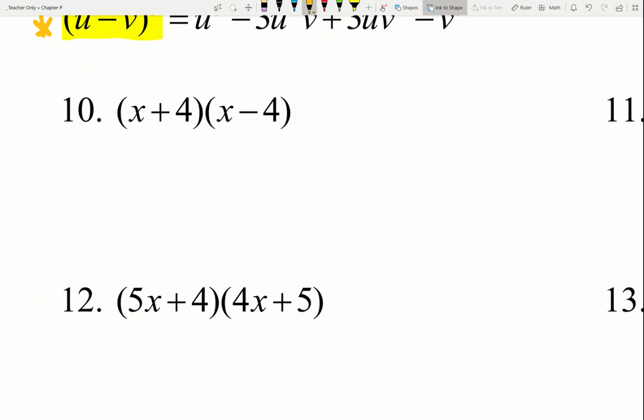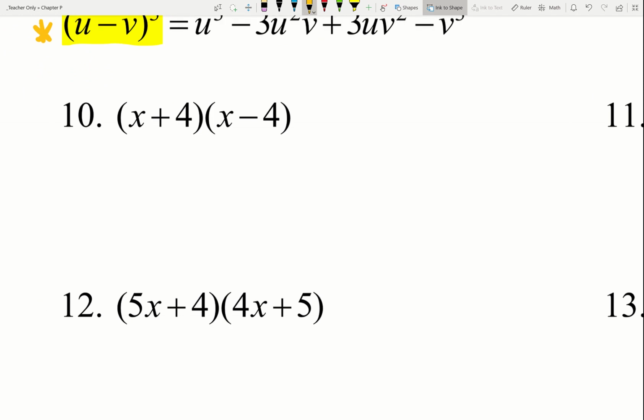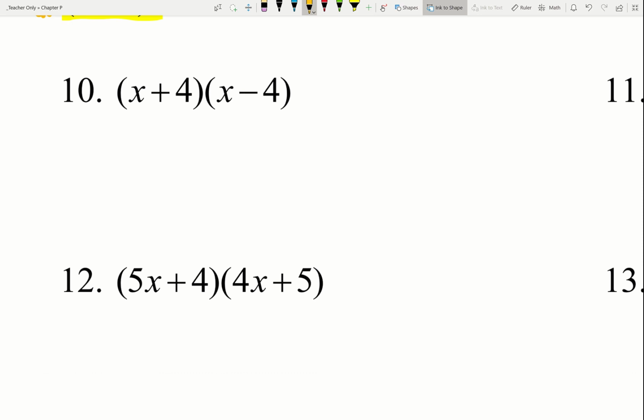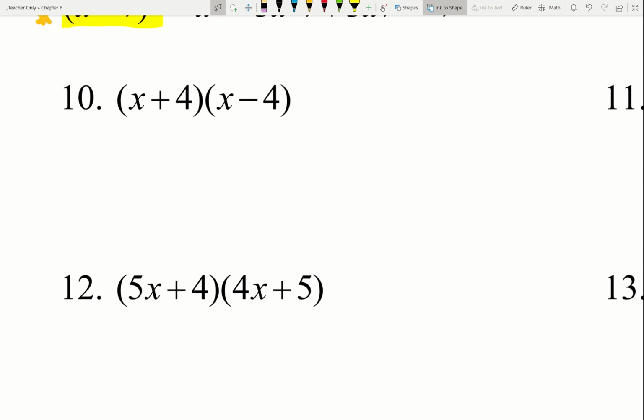So number 10, you have x plus 4 times x minus 4. If you notice here, you've got something that really closely matches that first form that you have in your list of formulas. This is something that looks an awful lot like u plus v times u minus v. Okay, and so because we notice that it matches that structure, we're just going to go ahead and apply the shortcut, which says that if I have this structure, it's automatically equal to whatever u is squared minus whatever v is squared.